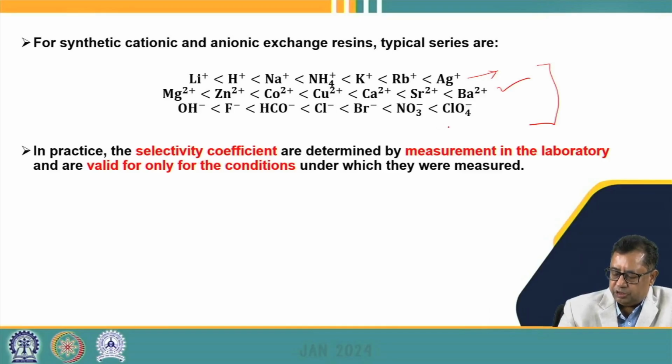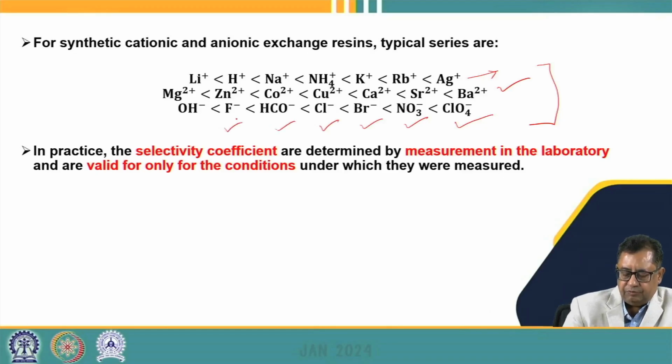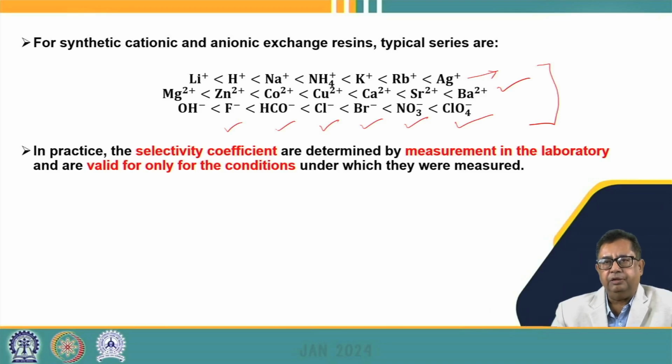Similarly, we can see for the anions, for example, chlorate will replace nitrate, nitrate will replace bromide, bromide will replace chloride and bicarbonates, and then fluoride and H minus ions. So in this way, we can decide what type of ions will replace which type of ions which are present.